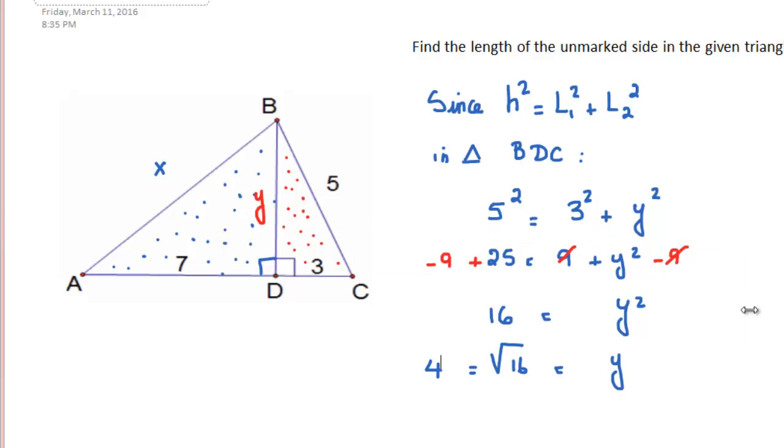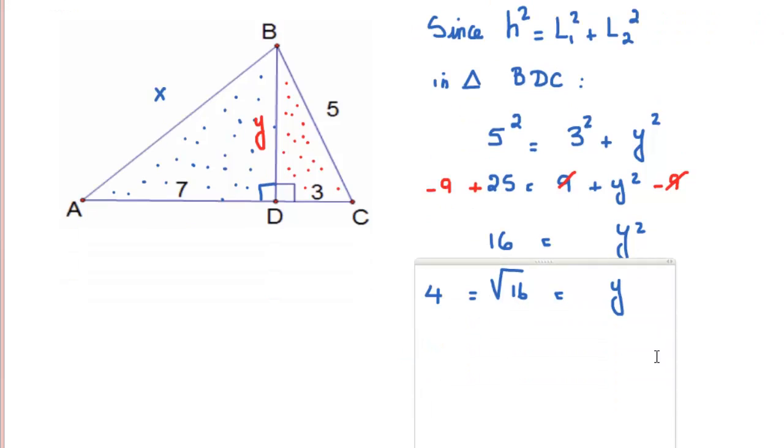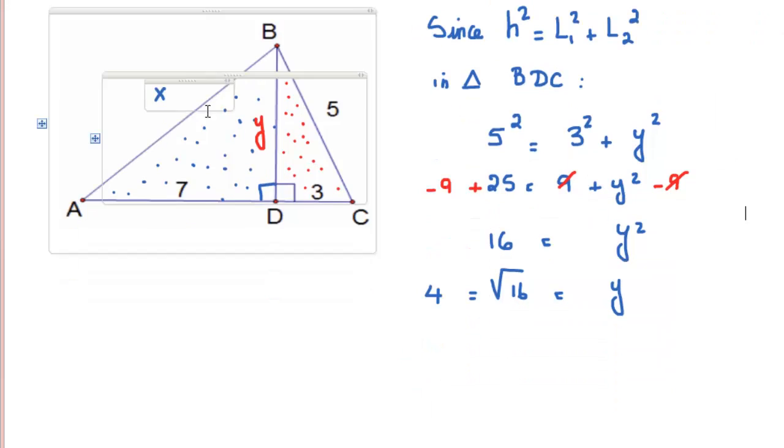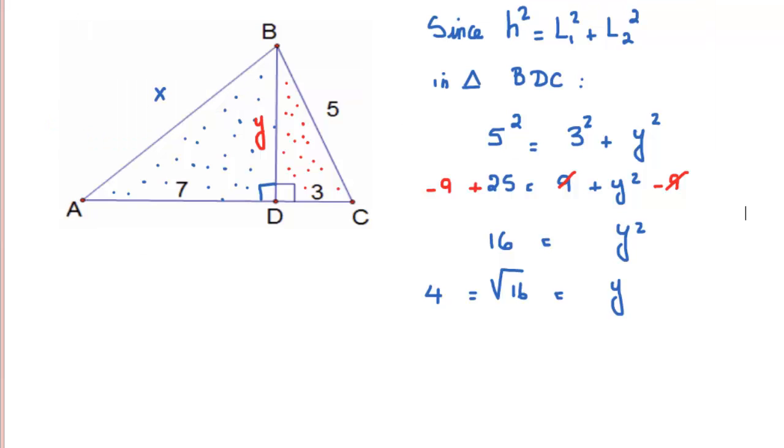Let's find now X. So again, I'm gonna change the color. I'm gonna say in triangle ABD, what do I have? I'm gonna again apply the same Pythagorean theorem, since hypotenuse square equals leg 1 square plus leg 2 square.